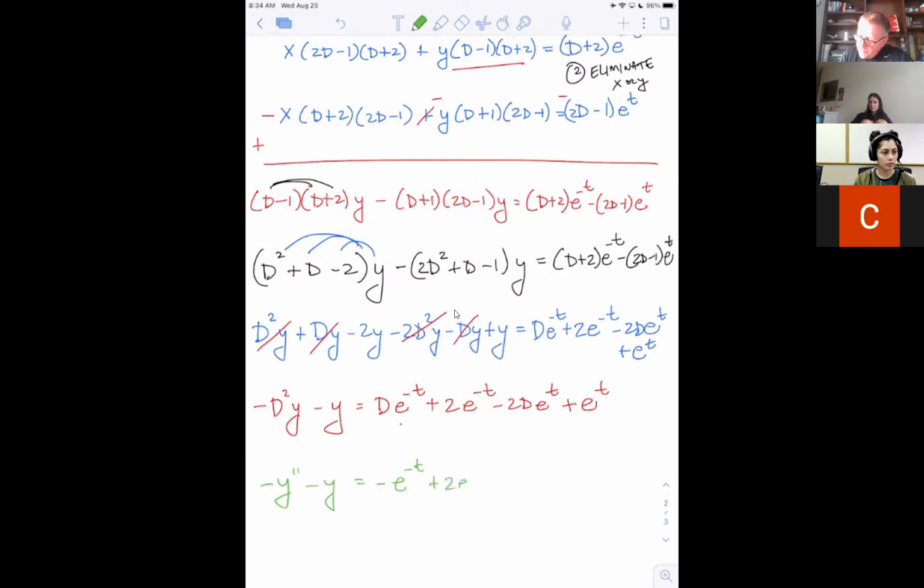Derivative of e to the negative t is negative e to the negative t. Notice there's no derivative here. It's just 2e to the negative t, and I can put those together. And then negative 2 times the derivative of e to the t, but the derivative of e to the t is just e to the t.